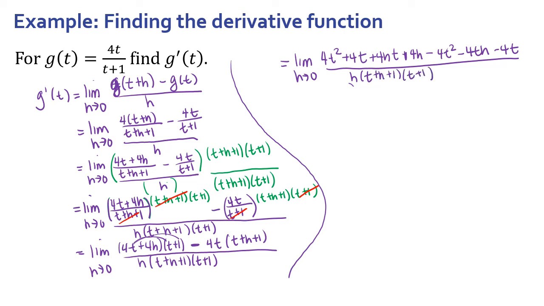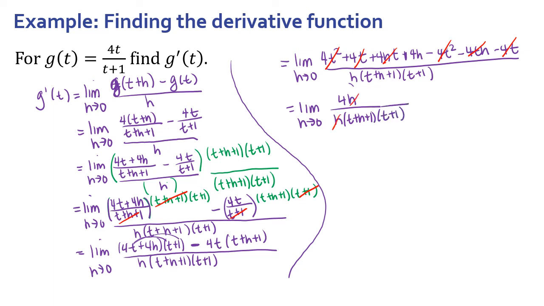Okay, so let's see what I can cancel out. These 4t squareds are going to be gone. These 4t's are going to be gone. And I've got 4ht and 4th. Those are the same. Remember that multiplication is commutative, so you can do it in any order. So 4ht is the same thing as 4th, so those are going to be gone. And I'm going to be just left with 4h in that numerator. So 4h over h times t plus h plus 1 times t plus 1.